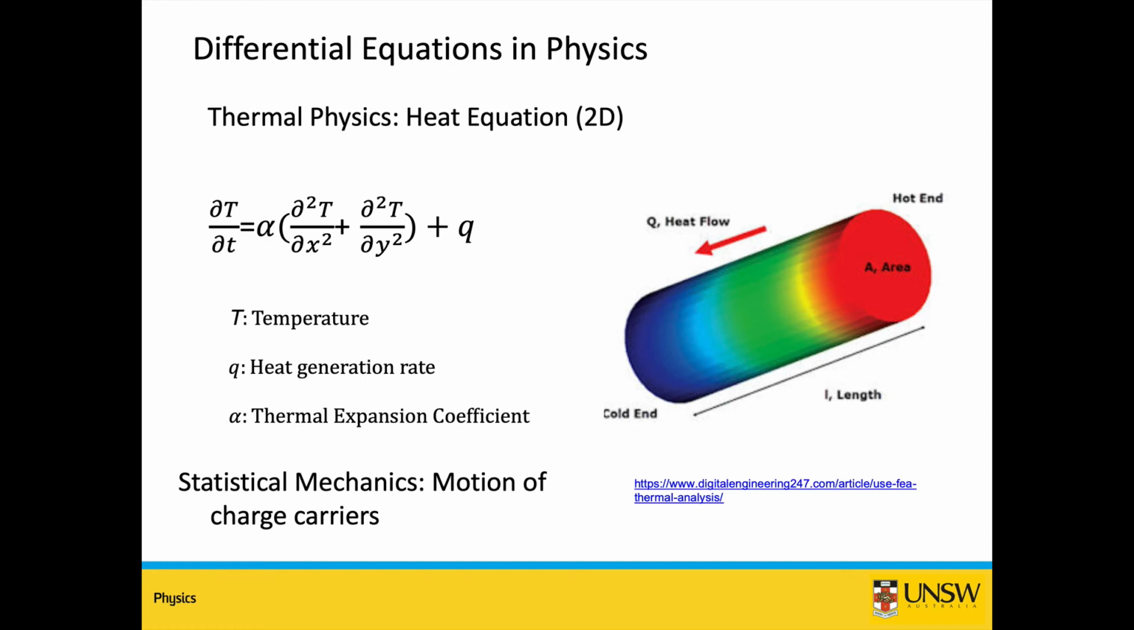And so this type of equation, the equation that is shown here, also arises in other branches of physics. And one example is in statistical mechanics. So for example, how electrons are flowing in a material can be modeled also using a similar type of differential equation. But you don't have temperature in that case. You have some other variable, for example, the charge density of the electrons, how that varies in time and space. A similar form of equation can describe that.